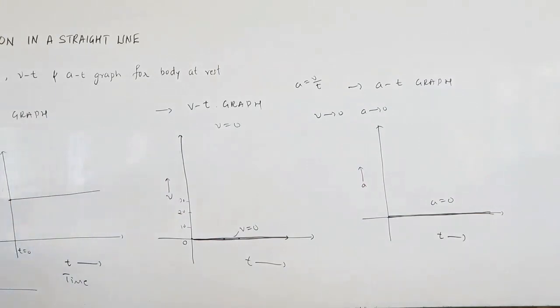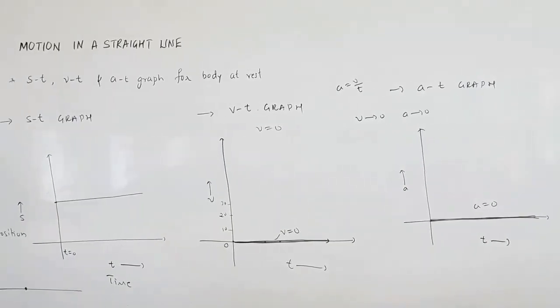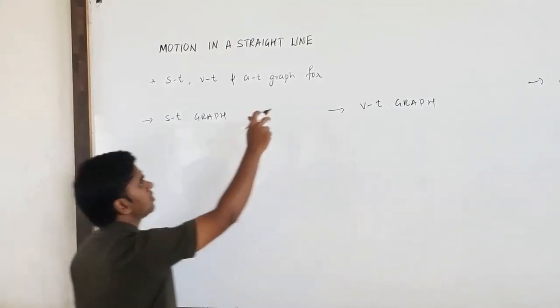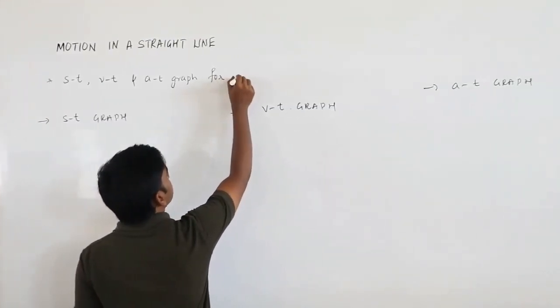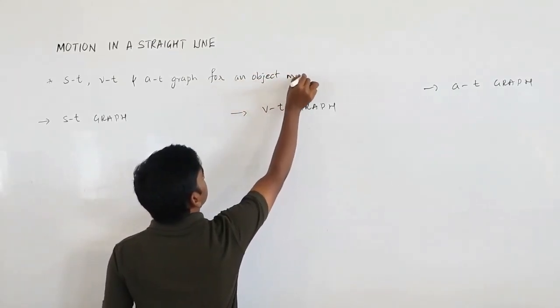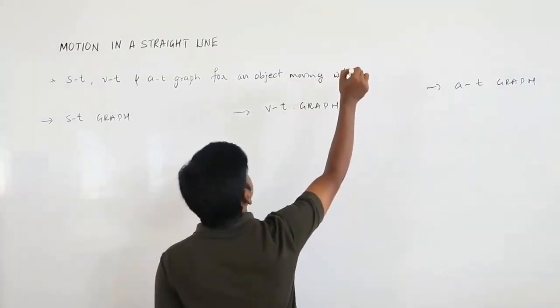So these are the graphs of position time, velocity time, and acceleration time for the body at rest, or when the object is at rest. Okay. Now all three graphs for an object moving with constant velocity.